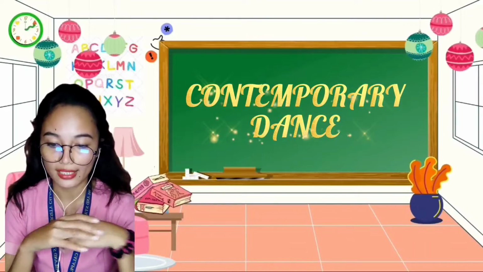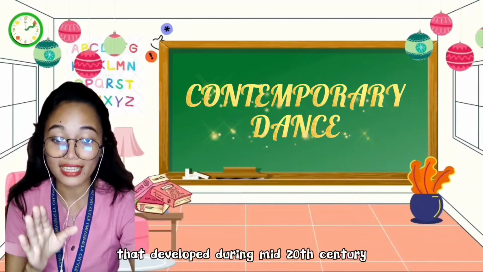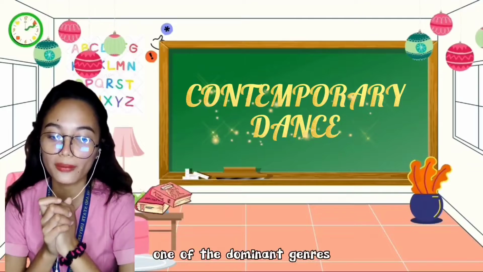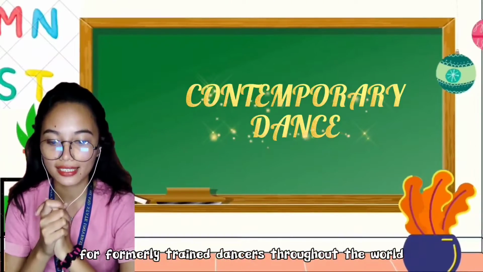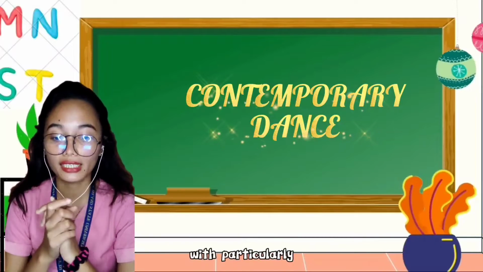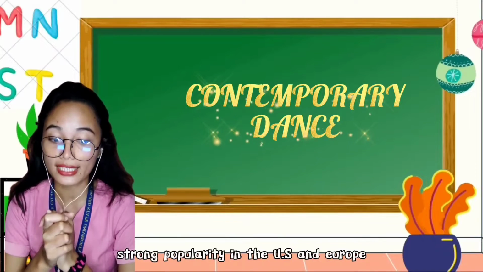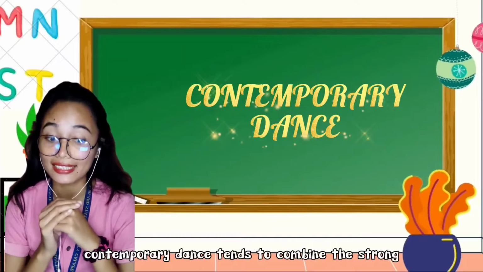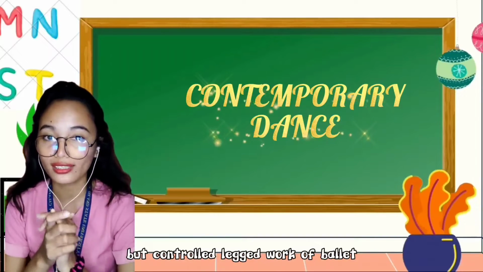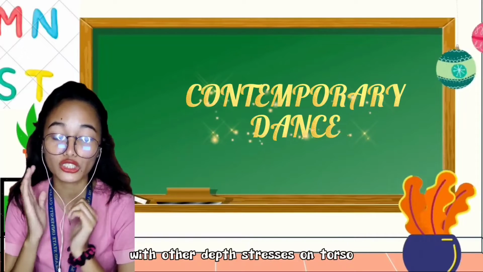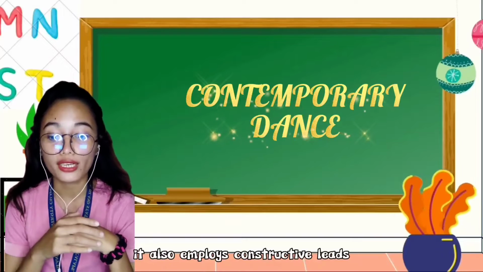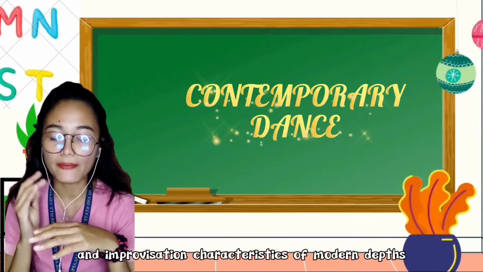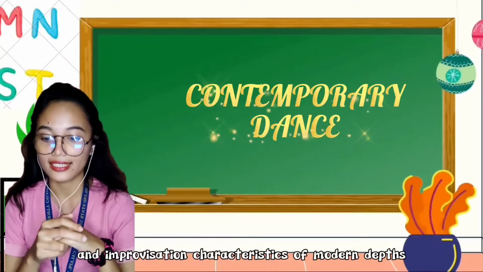Next is the contemporary dance, a genre of dance performance that developed during the mid-20th century and has since grown to become one of the dominant genres for formally trained dancers throughout the world, with particularly strong popularity in the US and Europe. In terms of the focus of its technique, contemporary dance tends to combine the strong but controlled leg work of ballet with modern dance that stresses the torso. It also employs contract release, floor work, pull and recovery, and improvisation characteristics of modern dance.